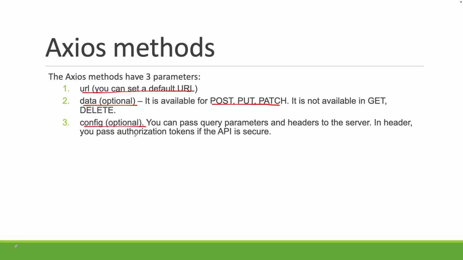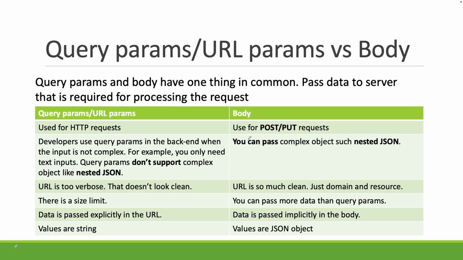We can also pass authorization tokens if the API is secure. There is a difference between query parameters, URL parameters, and the body. Query parameters and URL parameters are used for HTTP requests, but the body is for put and post. It's not part of the URL, whereas query and URL parameters are. But all of them have something in common, which is passing data from the client to the server side.